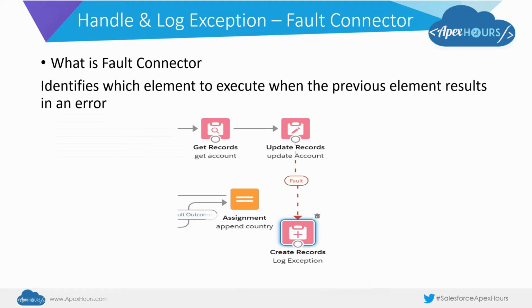So what is a fault connector? A fault connector identifies which element to execute when the previous element results in an error. From this picture, you can see that there is a red line connected from the update record action to a create exception process. These fault connectors can be associated with only specific nodes, like when you are doing a DML operation or a query operation, or if you have an Apex callout. From all these nodes, you will be able to associate a fault connector.